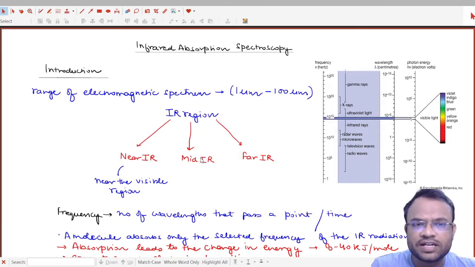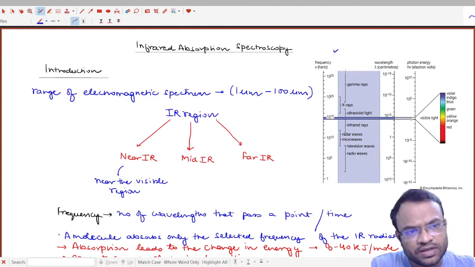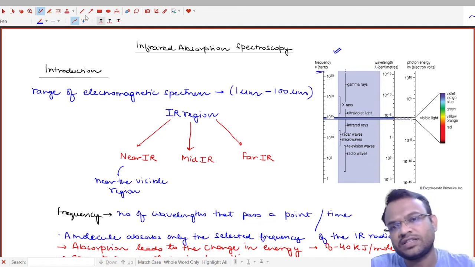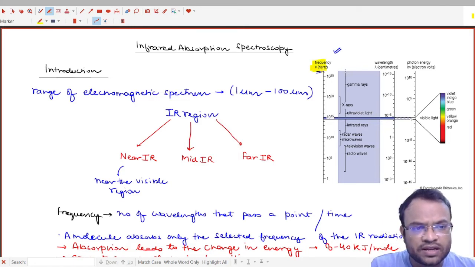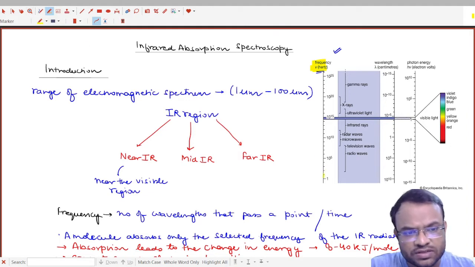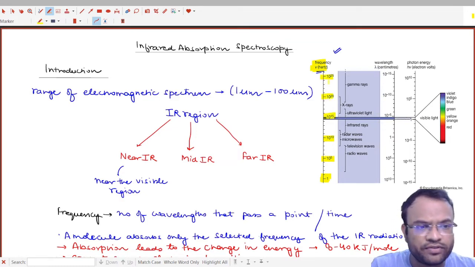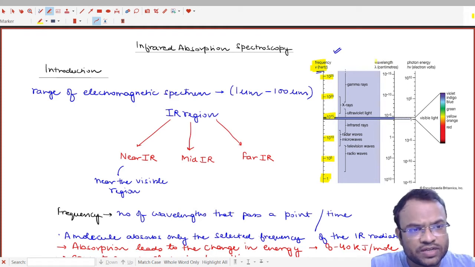So when I say infrared absorption spectroscopy, what does that mean? If you have seen the electromagnetic radiation spectrum that is over here, you can see that on the x-axis there is the frequency in hertz. It starts from 1 and increases: 10 to the power 5, 10 to the power 10, 10 to the power 15, 20 and 10 to the power 25. And over here you can see the wavelengths, which are written in centimeters.